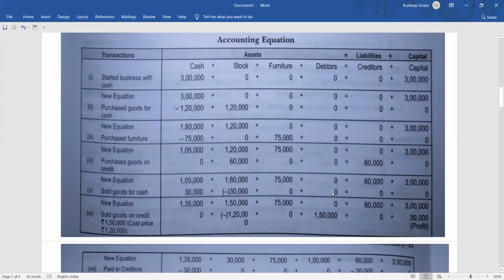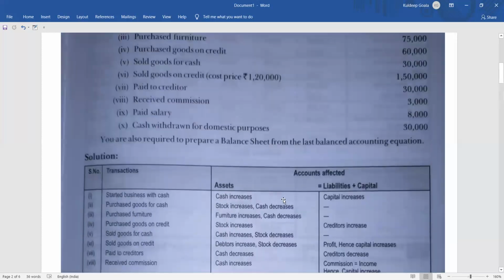No change in furniture, debtors, and creditors as well as capital. So the new equation will appear after the change in cash 1,35,000, and a change in the stock 1,50,000. Okay, and in furniture no change, so 75,000. Debtor nothing to write. Creditor it is 60,000 remaining the same, and capital also remaining the same at 3 lakh, right? 3 lakh. So then moving to the next one.